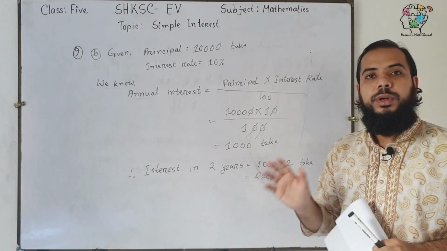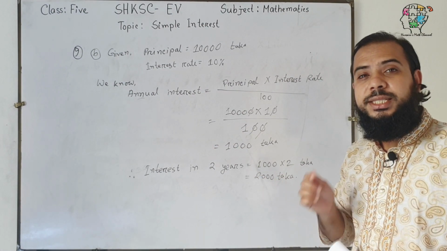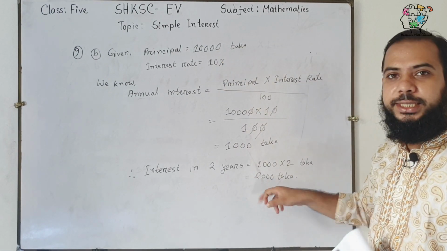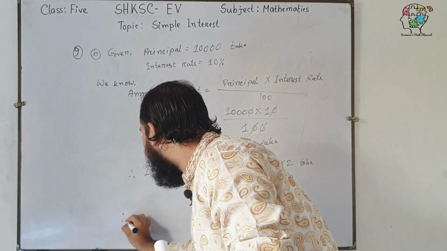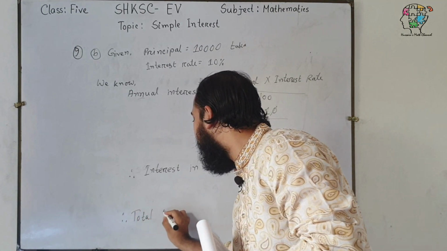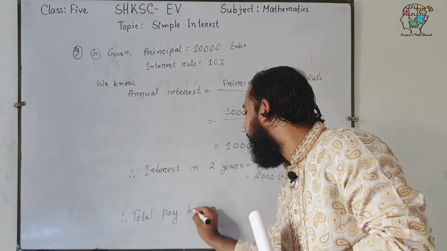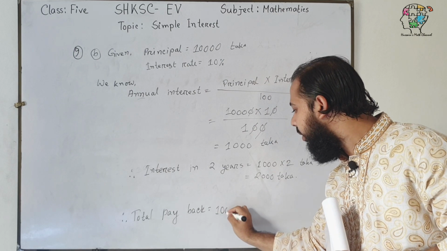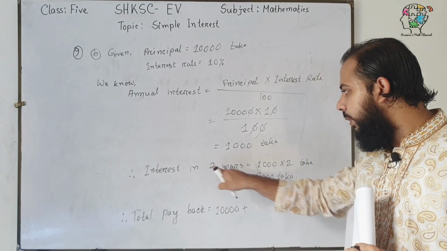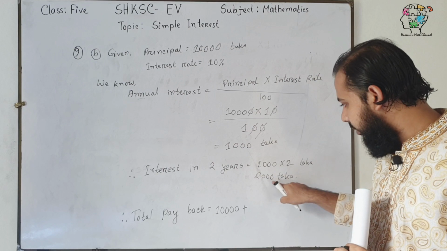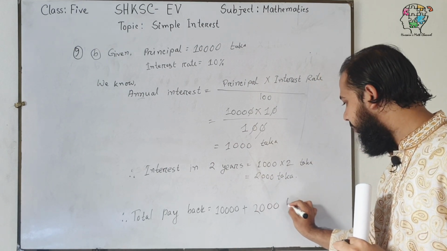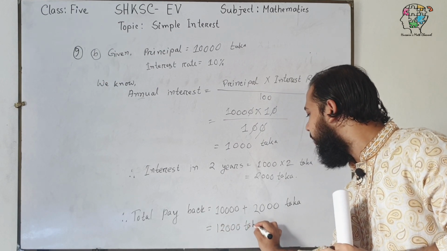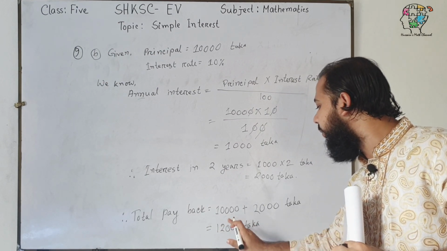Now remember, the question asked what is the payback. Payback means you have to find the total, that means principal and total interest. So finally we can write total payback. When the question asks payback, you have to add the principal amount and also the interest amount in total years, that means 2 years, 2,000. The answer will be 12,000 taka. So 12,000 taka will be the payback after 2 years.